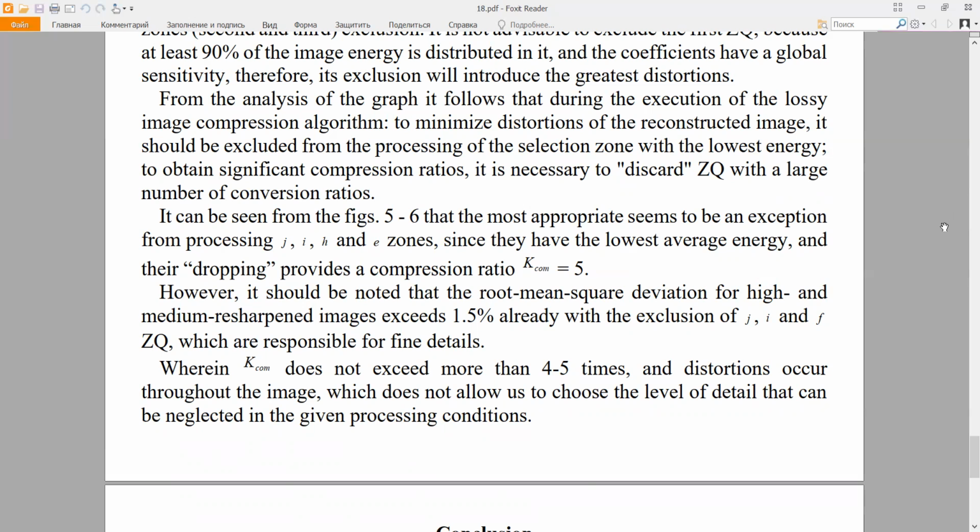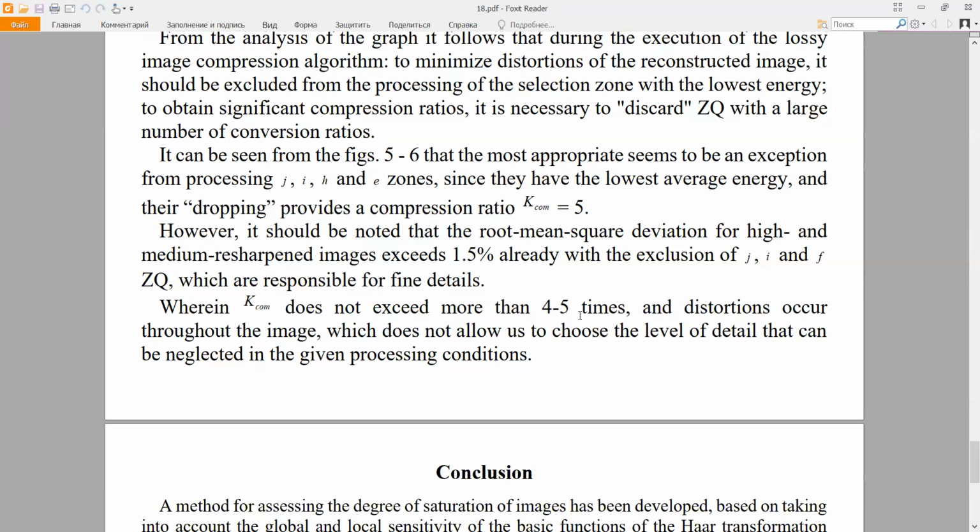However, it should be noted that the root mean squared deviation for high and medium saturated images exceeds 1.5% already with the exclusion of J, I, and F ZQ, which are responsible for fine details, wherein KCOM doesn't exceed 4 or 5 times, and distortions occur throughout the image, which doesn't allow us to choose a level of detail that can be neglected in the given processing conditions.